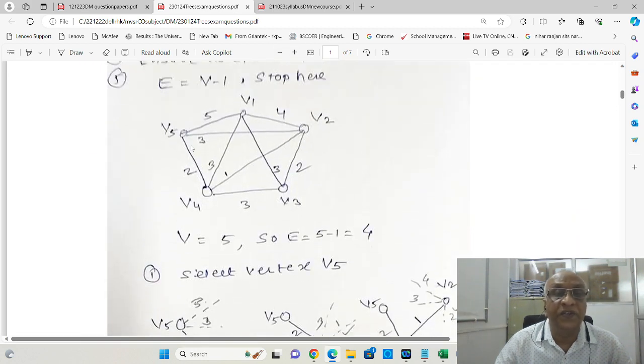Okay, so this is my graph now. As you can see, the number of vertices is 5, so the number of edges should be 4 in the minimum spanning tree. I have randomly picked up vertex 5.